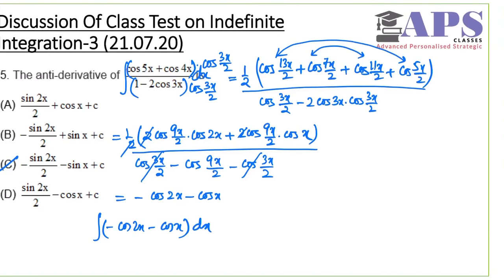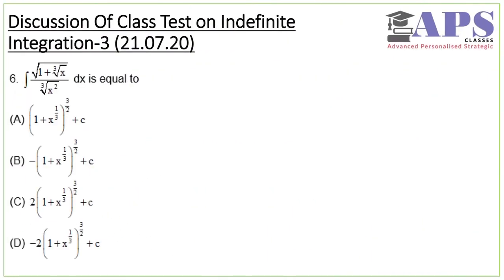Let's go to next question. In this question, this is also of irrational type. So here I can simplify it as x to the power minus 2 by 3 in the numerator, and then (1 plus x to the power 1 by 3) whole to the power 1 by 2, integration dx. So we have a form which is like this, and we have a general form that can be used.